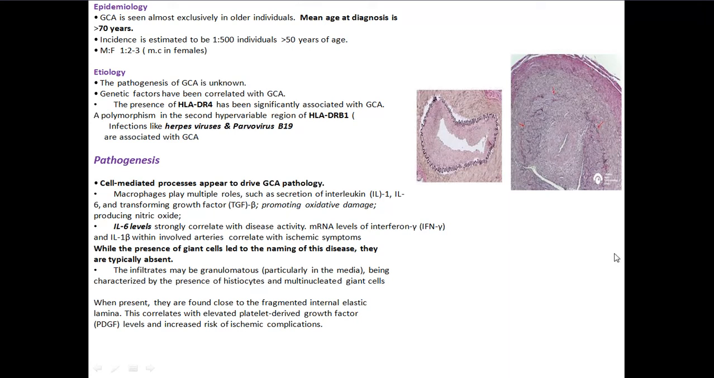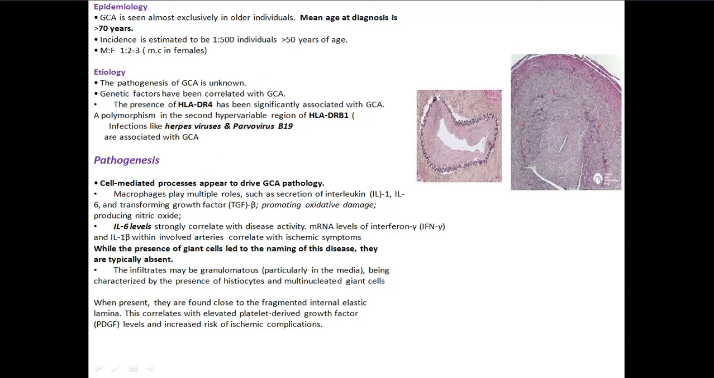The etiology for this is also not known, but genetic factors, that is the presence of HLA-DR4, are significantly associated with giant cell arteritis. The second is a polymorphism in HLA-DRB1, and infections such as herpes virus and parvovirus. So the important points here are the age, after 50 years, most commonly in the 6th to 7th decade, and involvement of HLA-DR4.